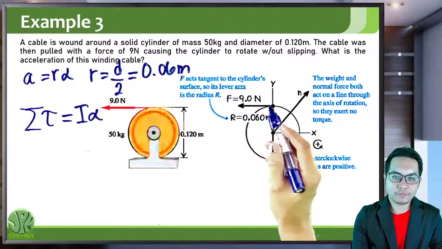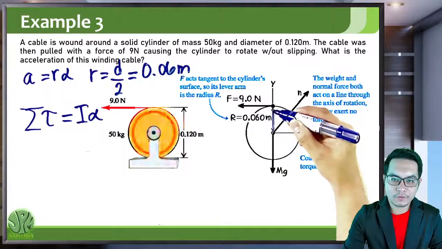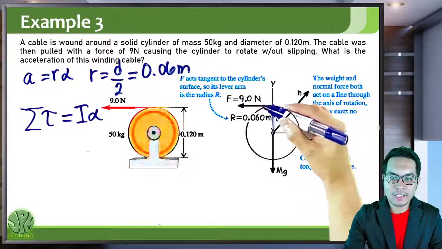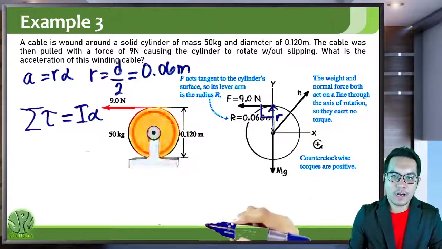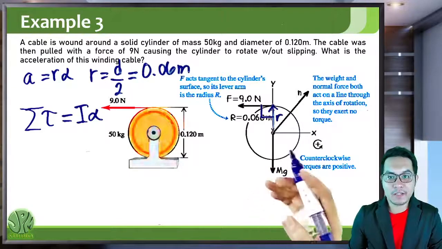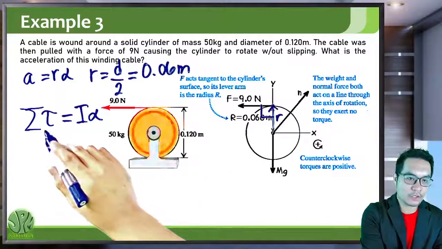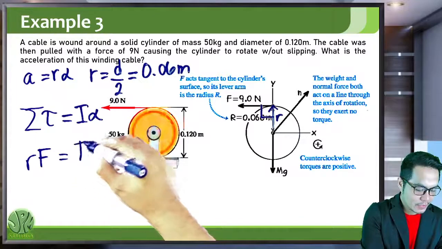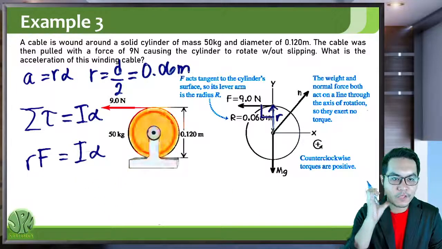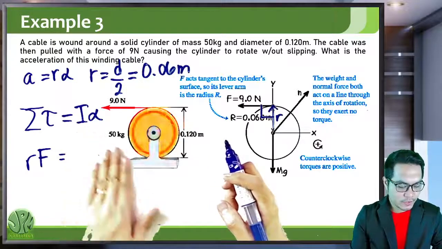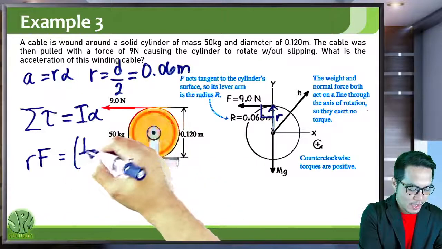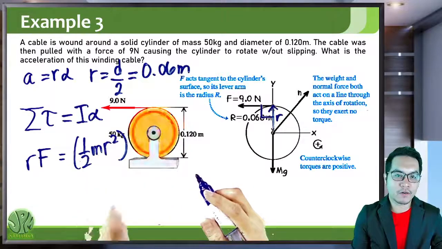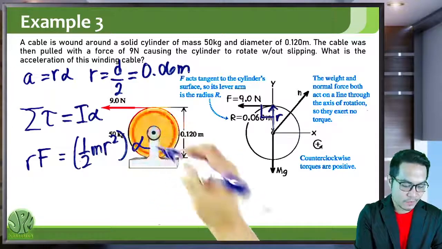So the only contribution to the torque in this summation of torque is this F here. Now, this is the r vector, and that is your F. The angle is 90 degrees. So therefore, r F sine theta, sine of 90 degrees is 1. So the total torque is just r times F. This is I times alpha. Now, if you will recall, the moment of inertia for a solid cylinder is 1/2 the mass times the radius squared.